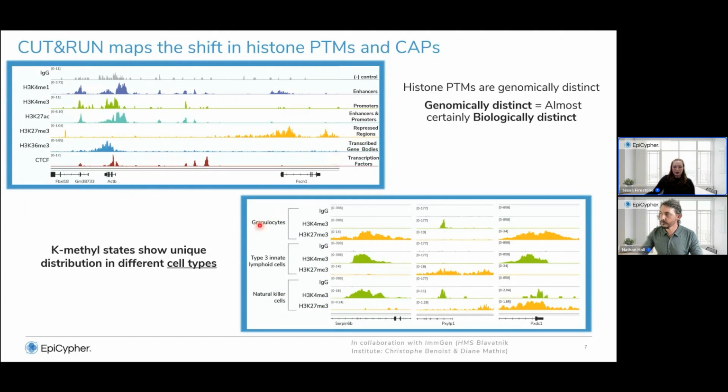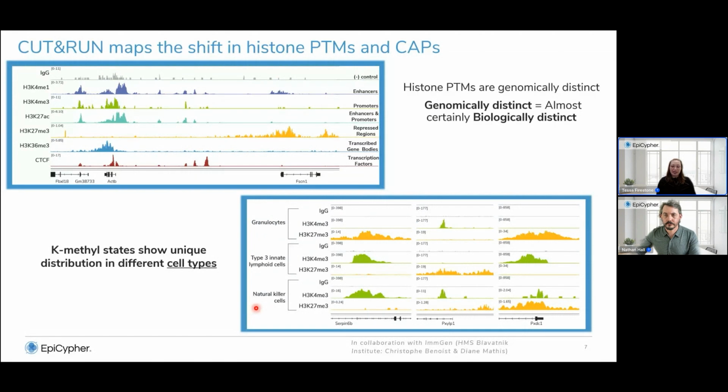But we could also use CUT&RUN to explore how the distribution of histone marks varies between different cell types. Shown here are genome browser tracks for 3 targets: an IgG background control, H3K4-trimethyl, an active promoter mark, and H3K27-trimethyl, a repressive mark, across 3 distinct cell types: granulocytes, lymphoid cells, and natural killer cells. These differences in histone PTM patterns reflect the underlying variation in regulatory activity in chromatin states.